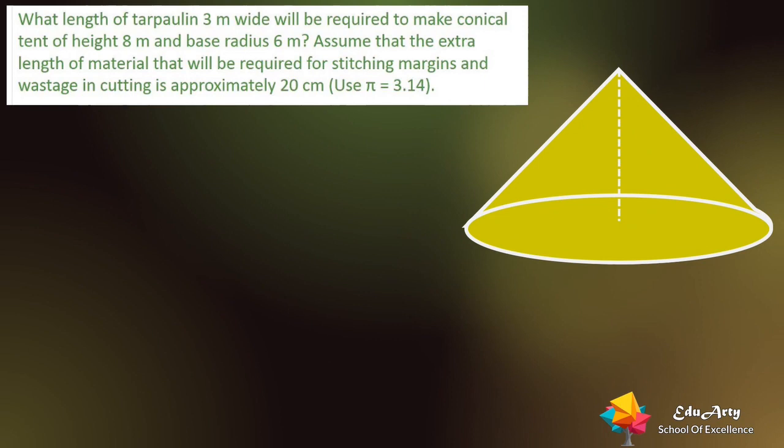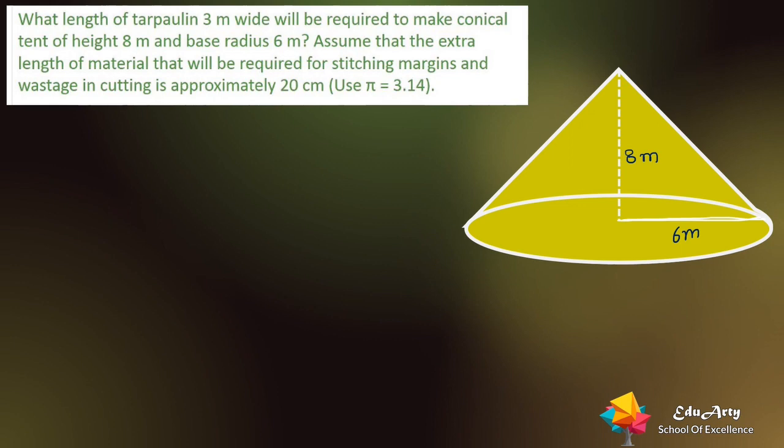What have they given us in this tent? See what information they have given us. They are saying that the height of the tent is 8 meters. That means this is 8 meters, correct? And this radius is equal to how much they have given? 6 meters, correct? What do you all think? Can we find out the slant height? I think it's very easy, correct? You use Pythagoras and you can find out the slant height. So that we will do first and then we will go ahead, correct?